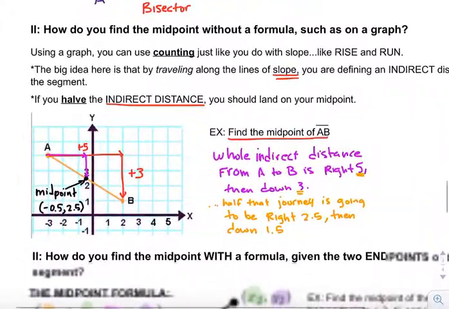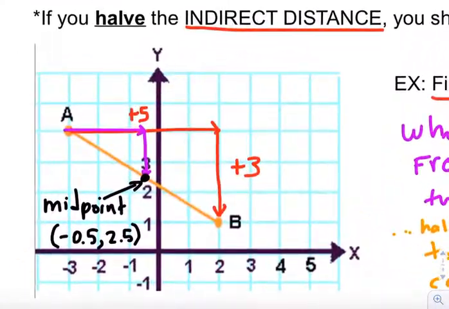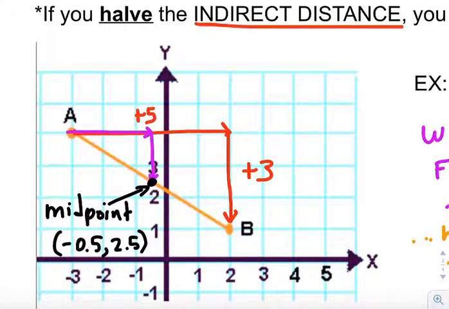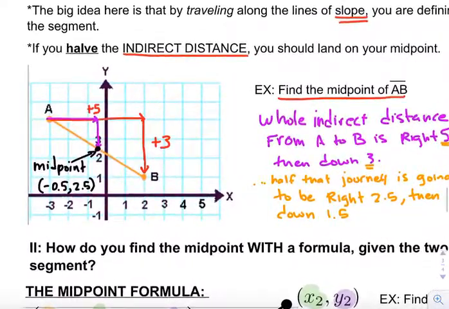You can find it a couple different ways. If you're given a graph, or even if you're given a couple points, you can just think about how far it is in the x direction and the y direction separately to go from A to B, and just cut that distance in half. In this example, going from A to B, you have to go right 5 and then down 3. But if you want to go half that distance to find the midpoint, you just cut the 5 in half, you cut the 3 in half, and get 2 and a half and 1 and a half.